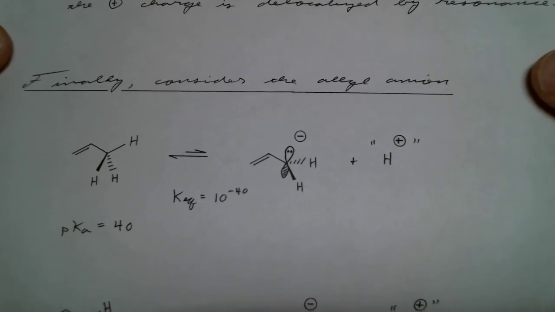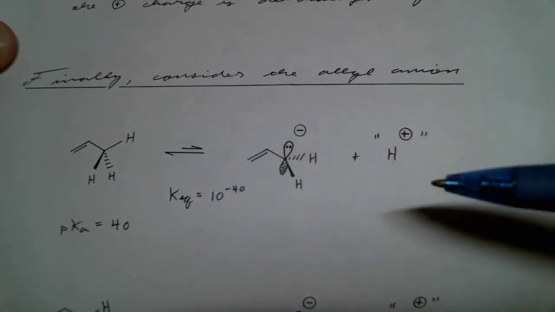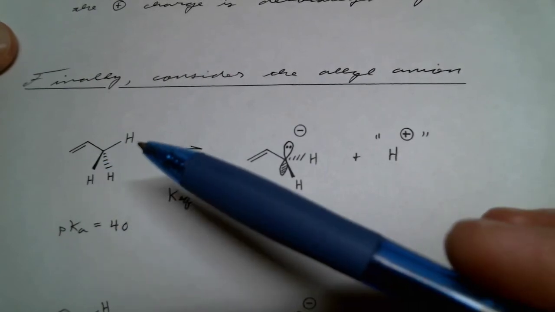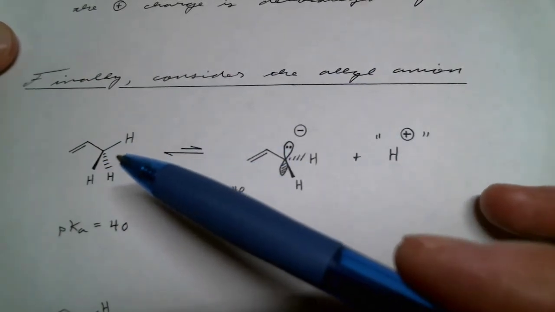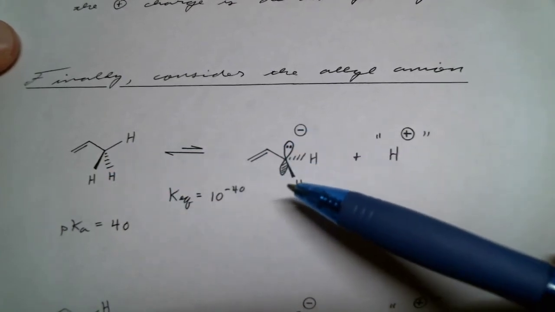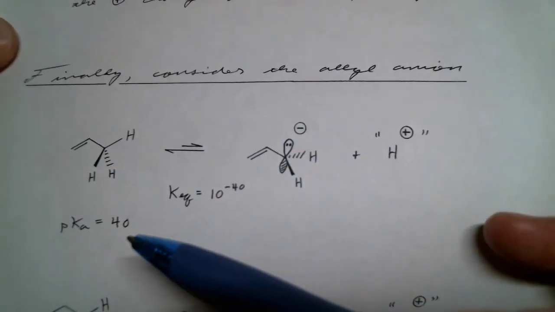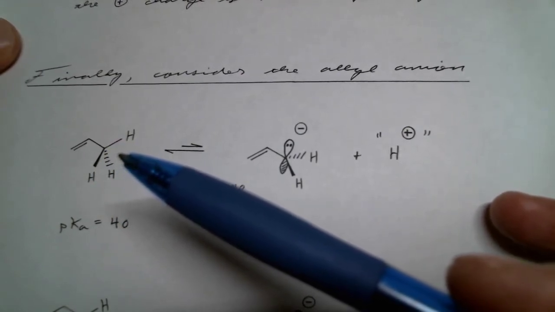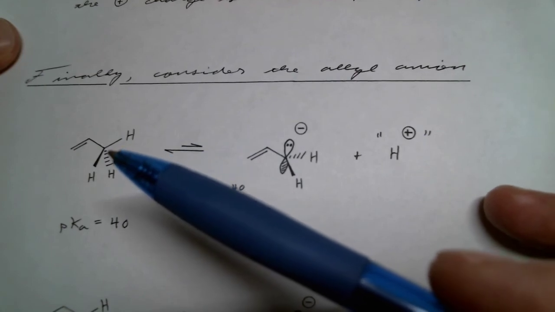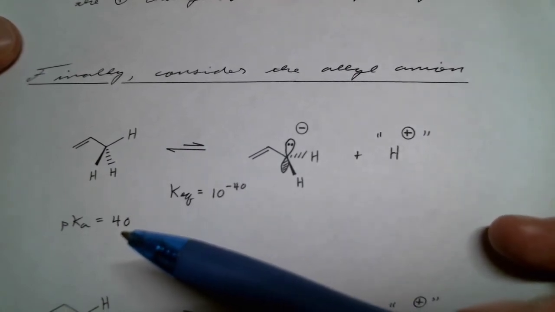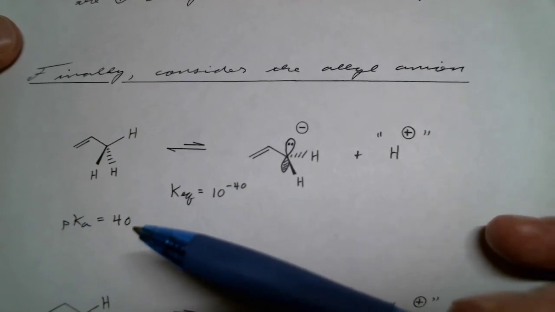Finally, consider the allyl anion. Here we go. Here's our propene, and now we're going to pluck off a proton and leave the 2 electrons behind on the carbon to give us our allyl anion. What's the pKa? What's the most acidic hydrogen on this propene? Well, it's our terminal methyl group, one of those hydrogens, and the pKa for that first hydrogen that you pluck off is going to be 40.